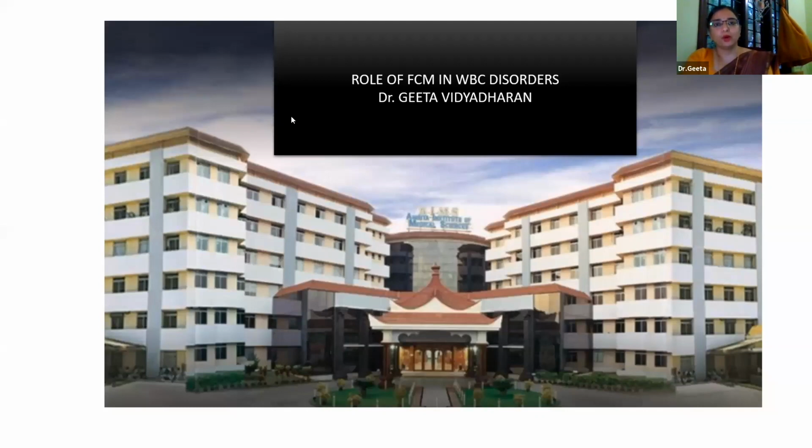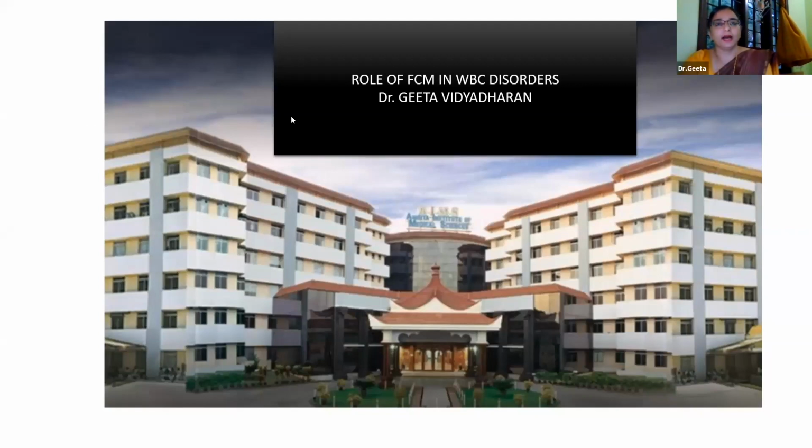I'm sure all of you would have enjoyed the sessions of our senior teachers before me. I would be detailing on flow cytometry with respect to WBC disorders. This technique is currently not available to all of us, but I'm sure that in the coming years it's going to become one of the most required facilities for the hematopathologist as well as the clinical hematologist to make important decisions.